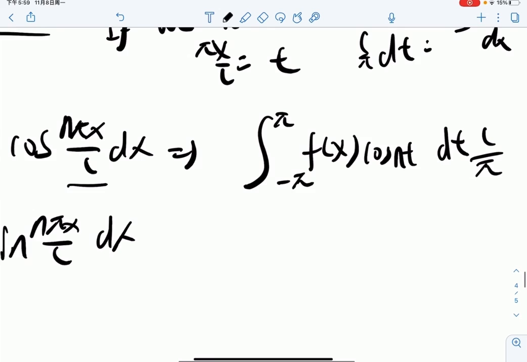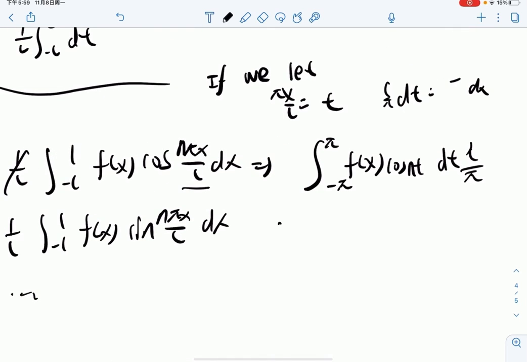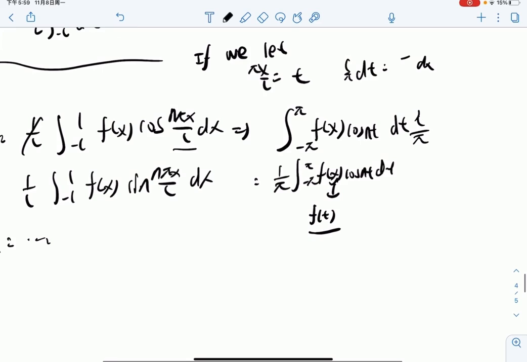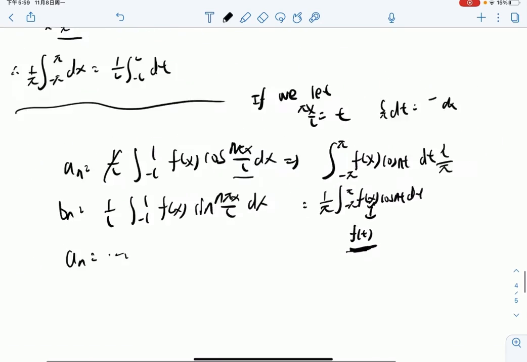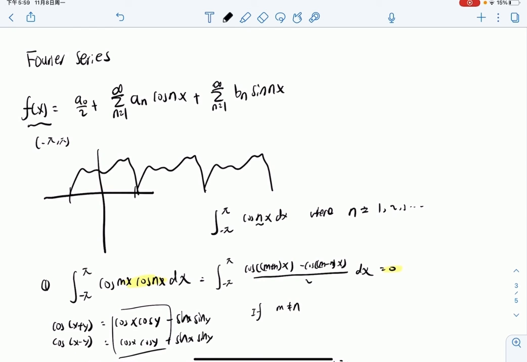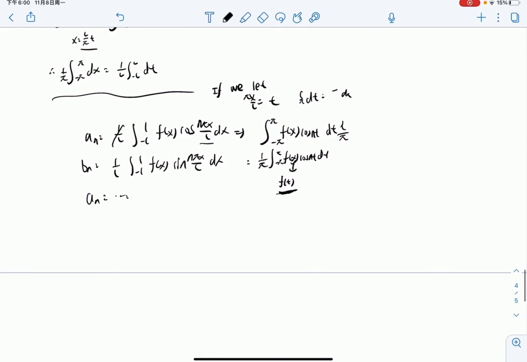So now these two terms cancel each other out. This basically leaves the form of f(x) cosine nt dt, and we can rewrite it to this equation, which matches the equation written above. So this basically proves the formula to be like this. Okay, we're done.